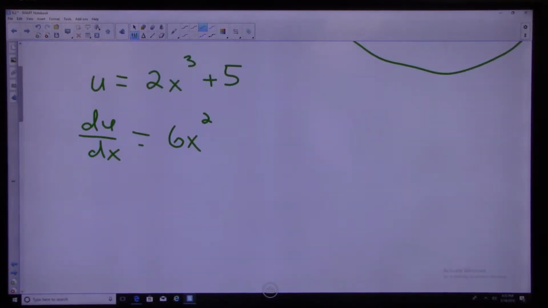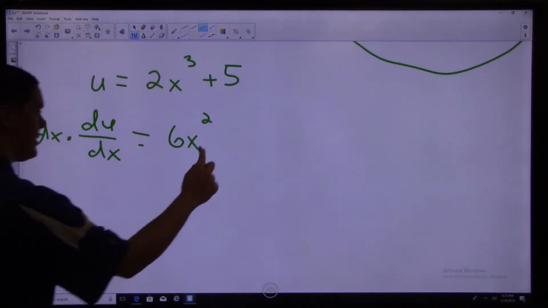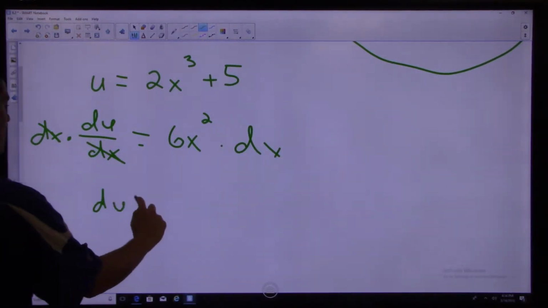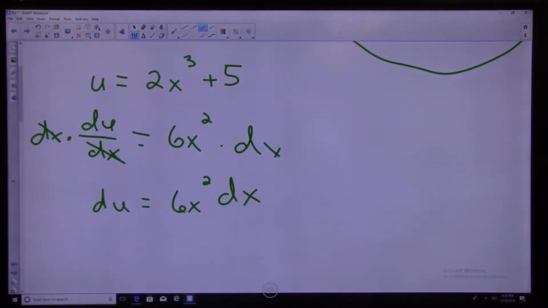So what if we wanted to solve for du? Well, we want to get rid of division by dx, so I need to multiply by dx. Those will cancel, and so we're left with du is going to equal 6x squared dx. Okay, so now let's get back into the nitty-gritty here. Let's get back into the integral.